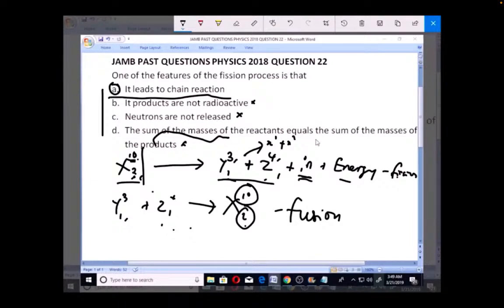And the two types of nuclear reactions are fission and fusion. Fission is when there is splitting up to produce smaller ones, whereas fusion is when there is coming together of smaller ones to form bigger ones. Thank you.